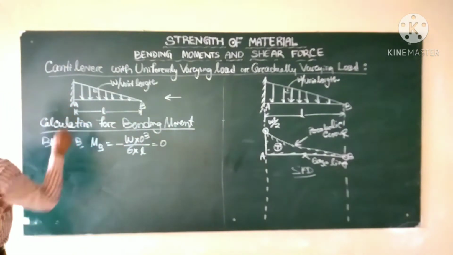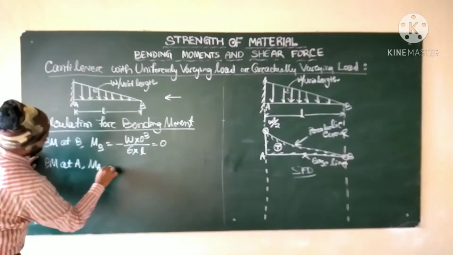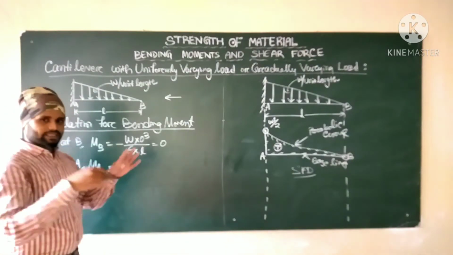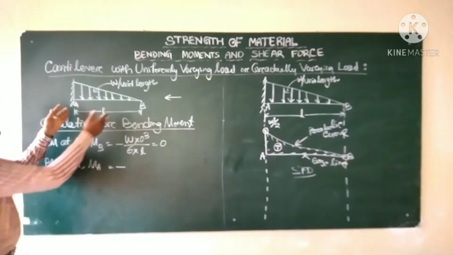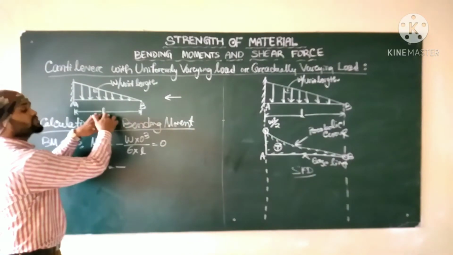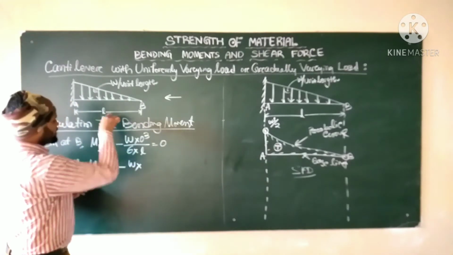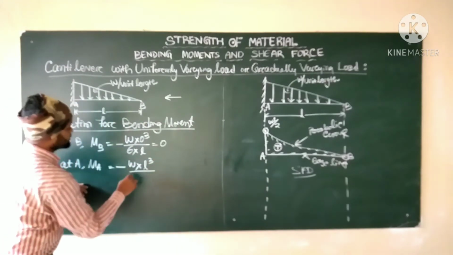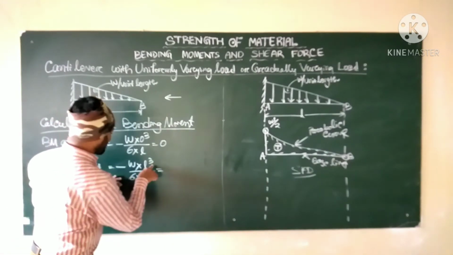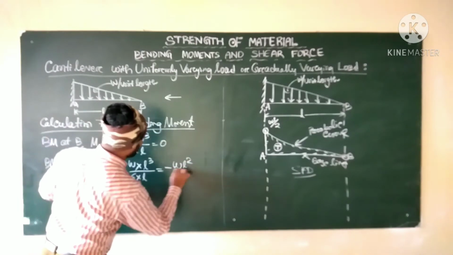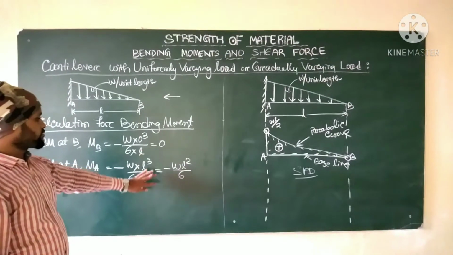Next, after B, A comes. So bending moment at A, that is MA, equal to minus W x square by 6L. Previously we calculated at B, now we are calculating at A. Now the distance becomes the length of the beam, that is small l. So minus W into l cube, divided by 6 into length of the beam, 6 into L. L cancelled out, so minus WL square by 6. So we have calculated the bending moment.